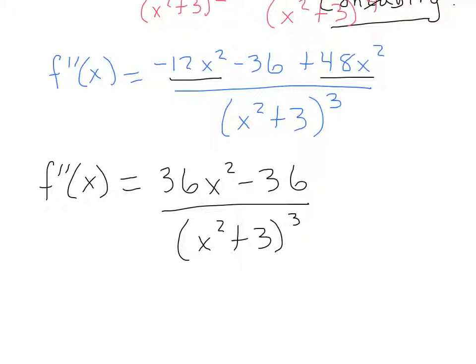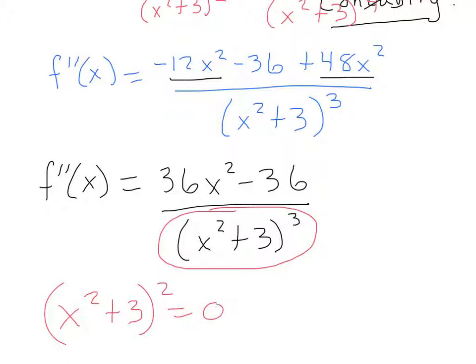Now when we're trying to find the points of inflection, they occur two ways. What will make this function undefined? And when I set the function equal to 0 and solve. Okay, so let's think of first what will make the function undefined. Now, for a function to be undefined, the bottom has to end up equaling what? 0. And so I'm going to take the bottom, (x squared plus 3) cubed, and I'm going to set it equal to 0.